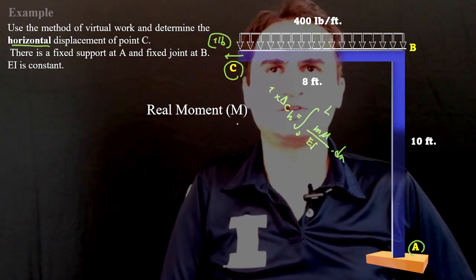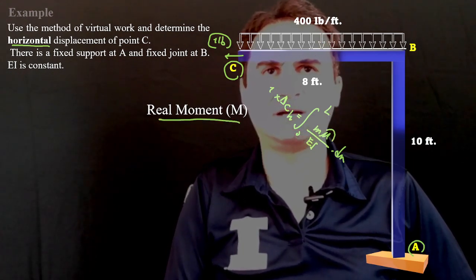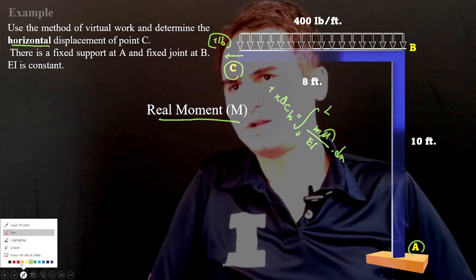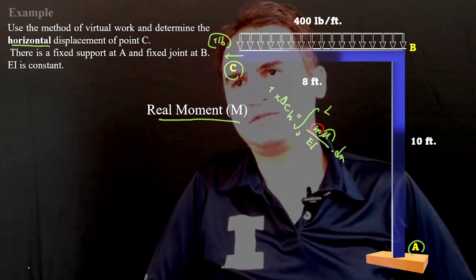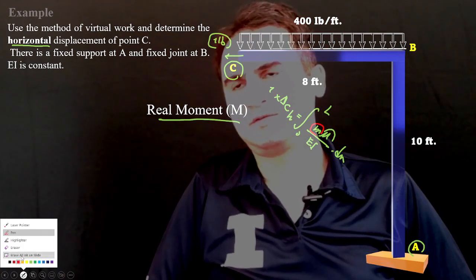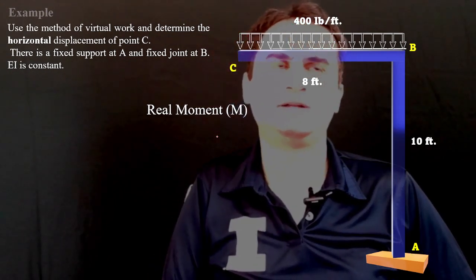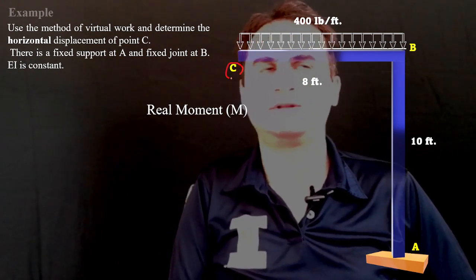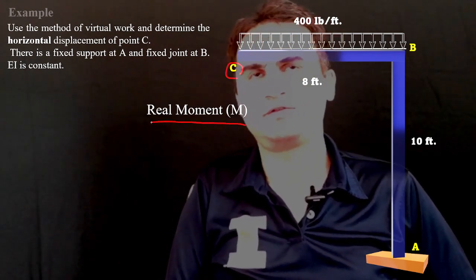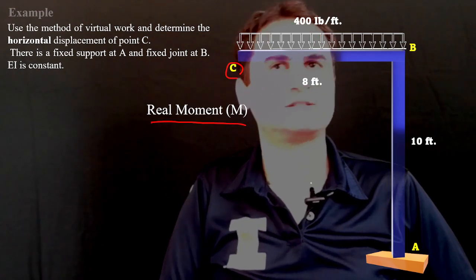First of all, we develop the real moment, which is the capital M, then proceed to calculate the small m, the effect of the virtual one, then substitute in the main formula to get the horizontal displacement at C. So for the effect of the real moment, we cut this real structure.